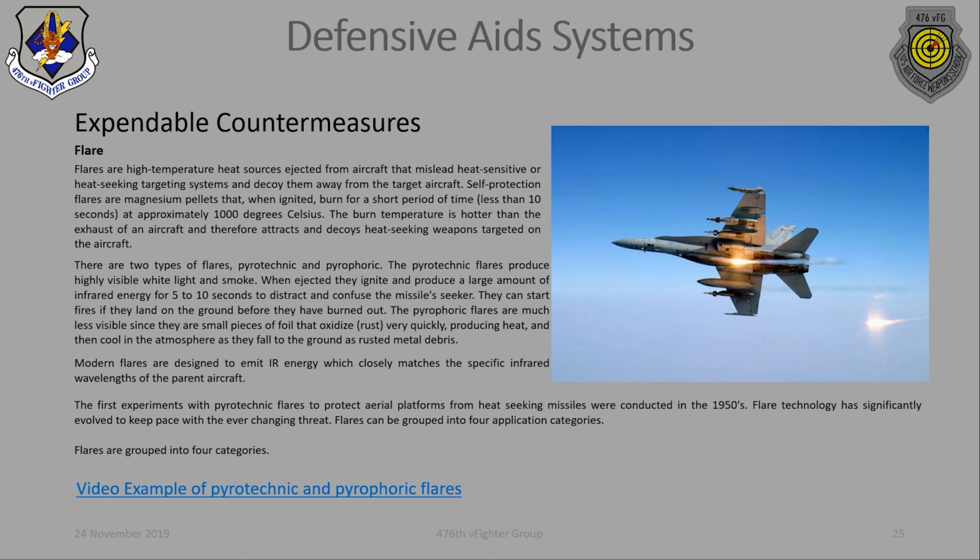Pyrophoric flares, on the other hand, operate on a chemical reaction rather than combustion. They are essentially metallic objects that oxidize, rust, at very high rates, producing heat, and then cool. So not in DCS yet, but if you see videos or examples of covert flares, as US Air Force and US Navy call them, that's what they are. They're pyrophoric. They emit very little visible light, hence the covert flare. They are visible, but only barely with the naked eye. It's a very low red glow, and that's it.